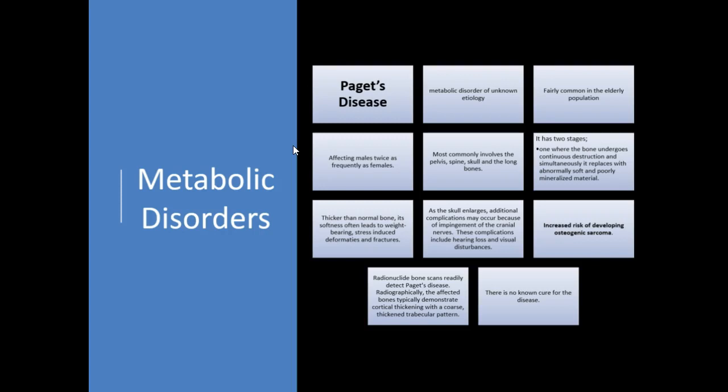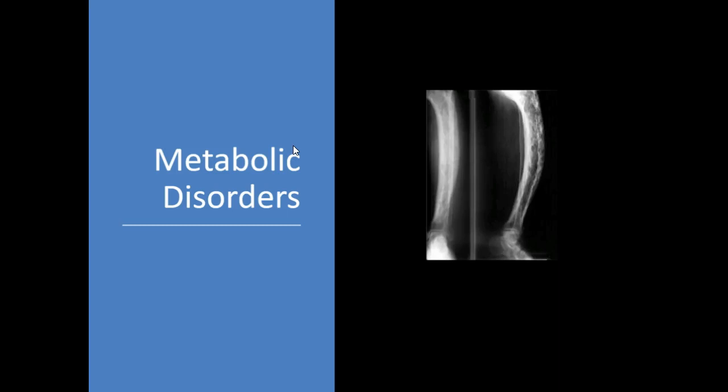As the skull enlarges, additional complications occur because of enlargement of the cranial nerves. The complications include hearing and visual disturbances, and increased risk of developing osteogenic sarcoma. Radionuclide bone scans readily detect Paget's disease. Radiographically, the affected bone typically demonstrates cortical thickening with a coarse, thickened trabecular pattern. There is no known cure for this disease, and you can see it here.